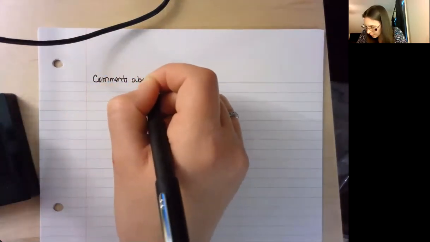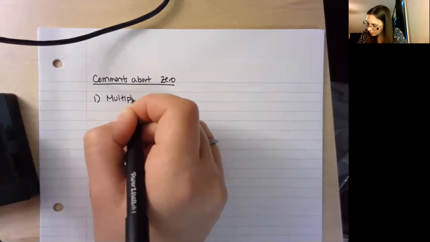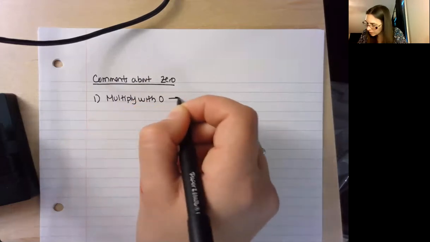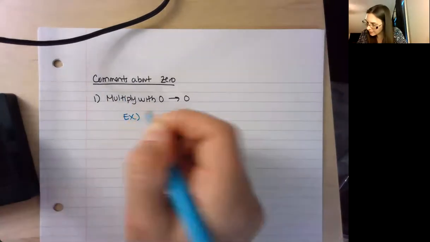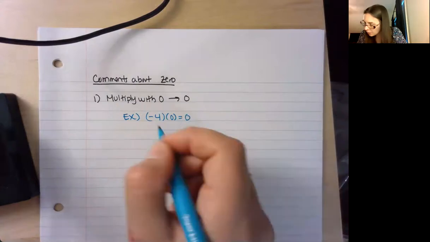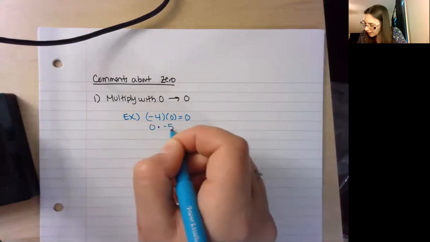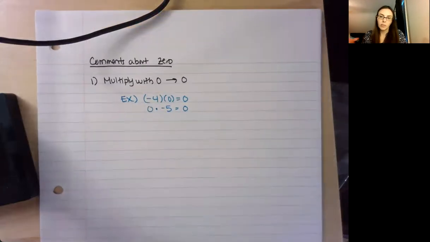I do want to make a couple comments about the number 0. And I'm just going to do with some examples. So when you multiply with 0, you still just get 0. So it doesn't matter if you have positives or negatives. So for instance, if you have something like -4 times 0, you still get 0. Or if you have 0 times -5, you still get 0. So the multiplying with 0 isn't going to change anything, whether it's positive or negative, you're still going to get 0 as your answer there.